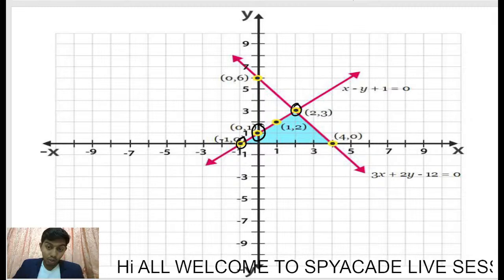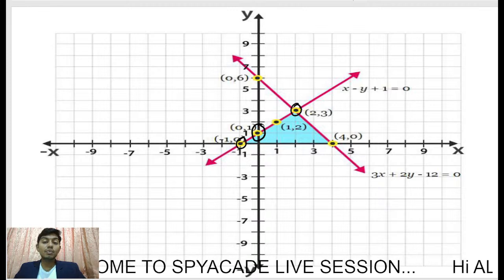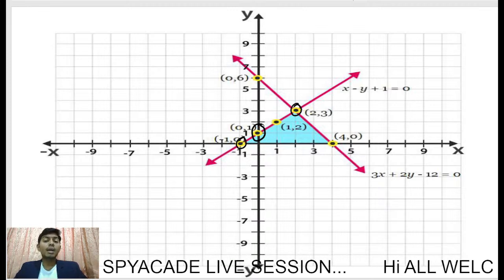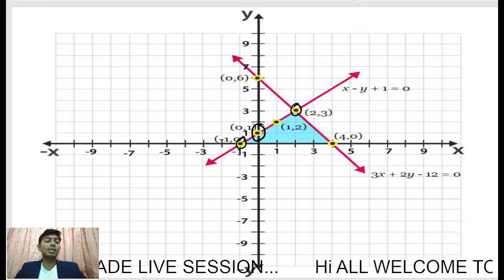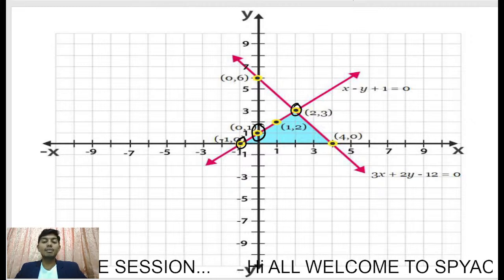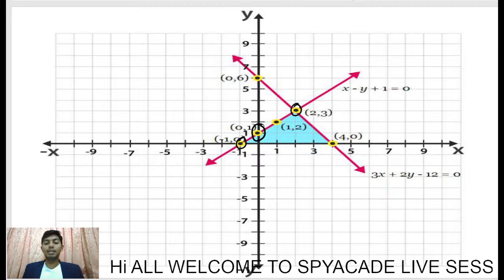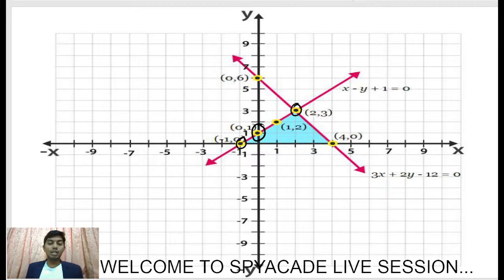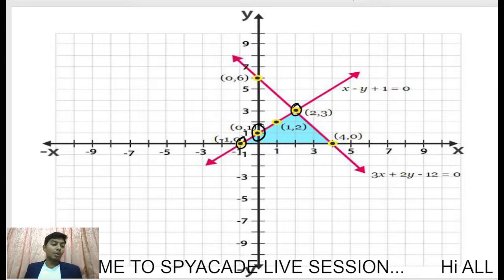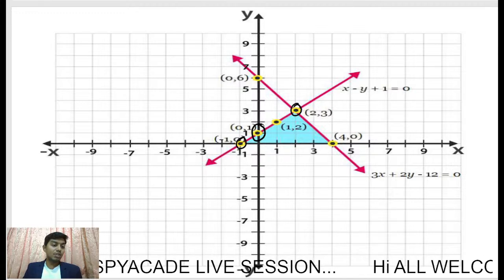What is the equation of this line? The linear equation which we got is x minus y plus 1 is equal to 0. Okay, or x minus y is equal to minus 1. That equation you have to write it here. And then let's move on to the next question. Okay, sorry, the next linear equation.